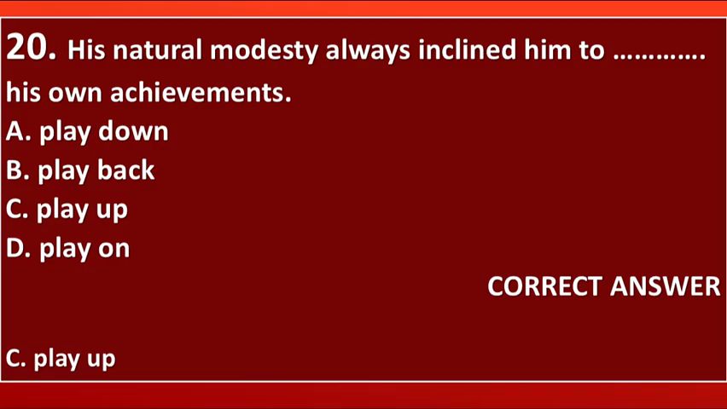Question 20. His natural modesty always inclined him to dash his own achievements. A. To play down his own achievements. B. To play back his own achievements. C. To play up his own achievements. D. To play on his own achievements. The correct answer to this question is C. His natural modesty always inclined him to play up his own achievements.